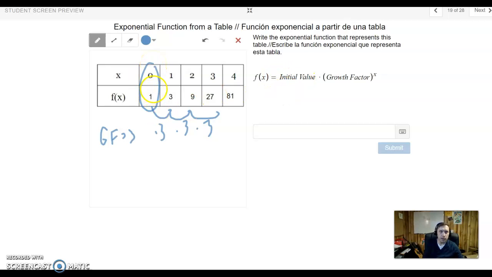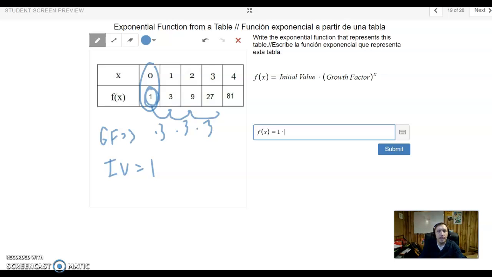When x equals 0, what do I have for my initial value? I have a 1. So my initial value is 1. If I type out this function, f of x equals 1, I do the little star above 8, shift 8 to get that dot, the multiplication sign. My growth factor is 3, and then I hit shift 6 to get my exponent, and it's to the x power. So f of x equals 1 times 3 to the x power.